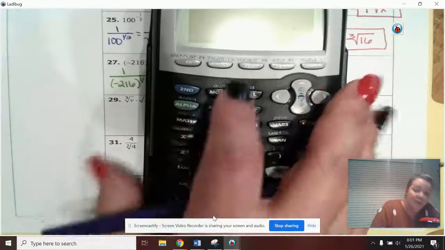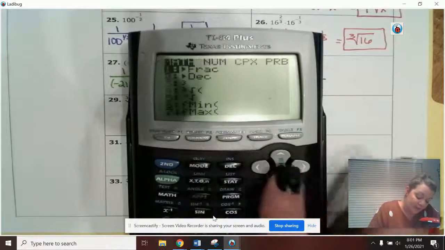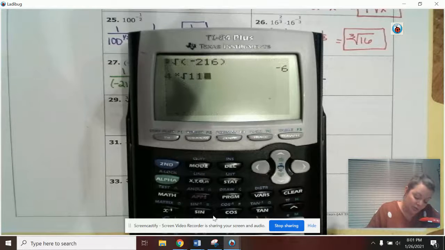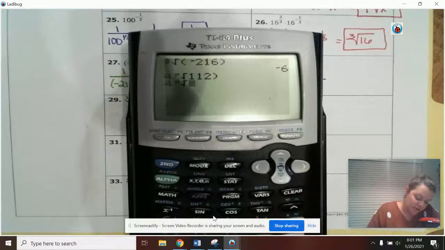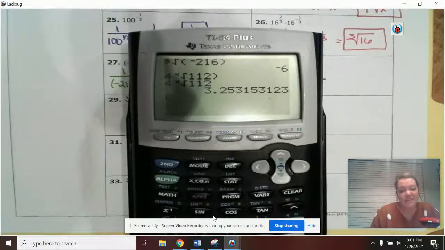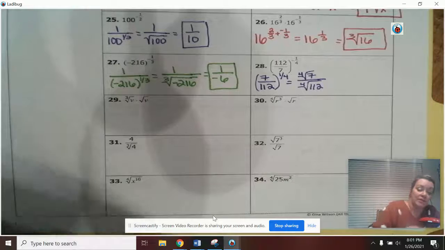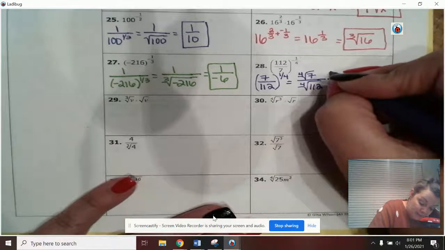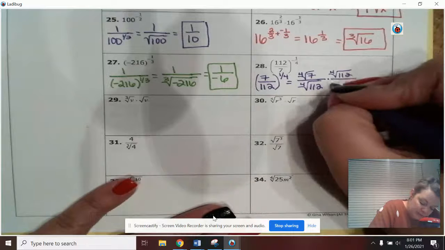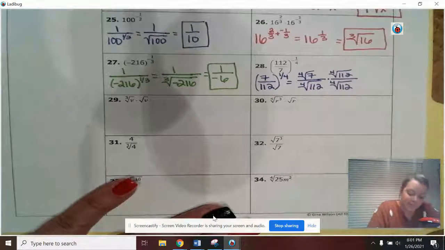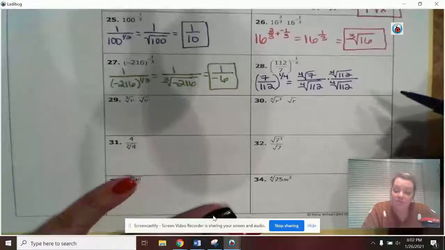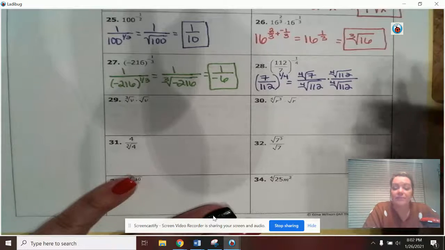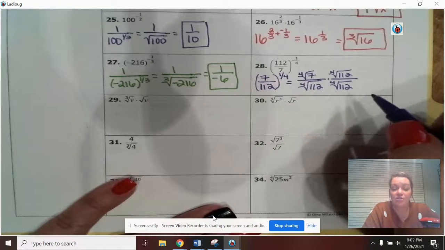Let me check it out real quick. Let me hit 4 and then go to my math and pick my random root and do 112. Oh, I did an extra parenthesis there that I didn't need to do. 4th root of 112. Yeah, it's a long decimal, so I don't want to do that. So what I'm going to do is I'm going to multiply both parts by the 4th root of 112. Because when you do that, what that does is called rationalizing the denominator. So I'm going to go ahead and do that. I'm going to rationalize the denominator.